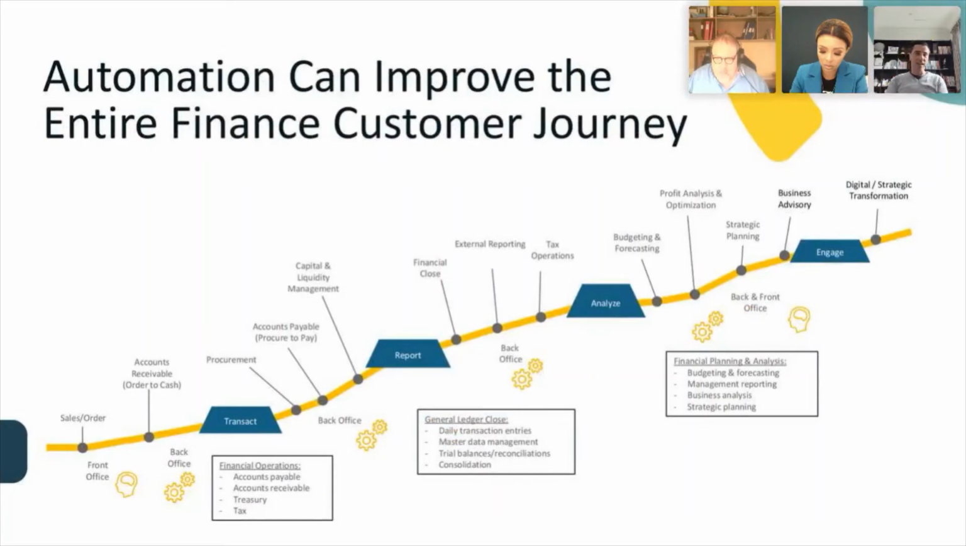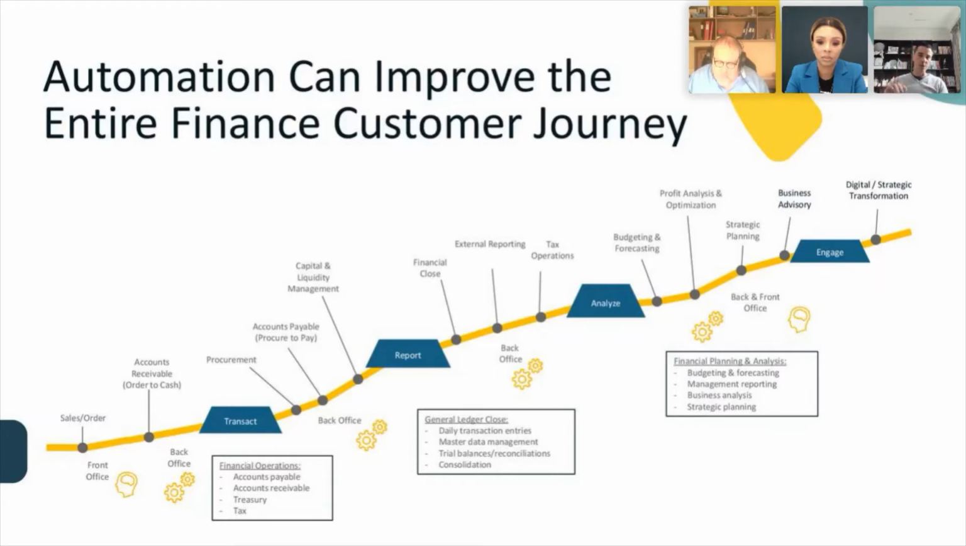Now, having said that, any back office function really lends itself well to automation, but I think finance is one of those that we can really add value throughout the entire value chain. If we start looking at something simple like the financial operations space, there's opportunities in accounts payable, accounts receivable, treasury, tax, moving through to GL close, looking at daily transaction entries, master data management. A lot of the admin heavy activities lend themselves extremely well to automation.